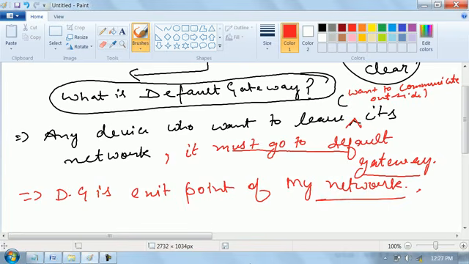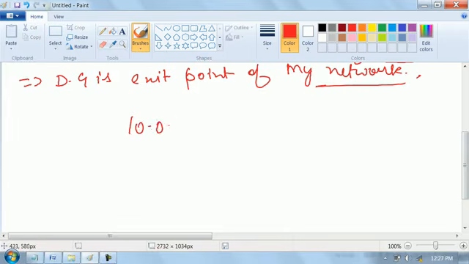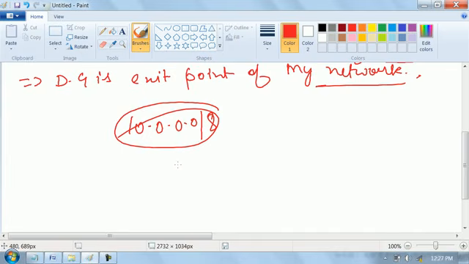Now I talk in terms of technology. All of us belong to the same network. Let's say our network is 10.0.0.0/8. This is our network. I have IP 10.0.0.1. He has IP 10.0.0.2. Like this, I distributed IPs among all of us.